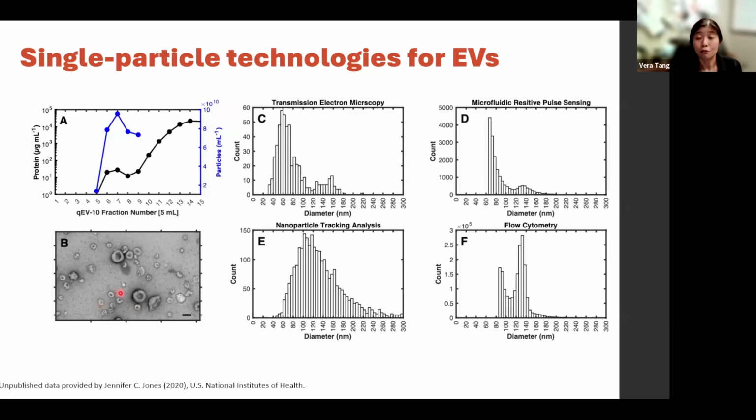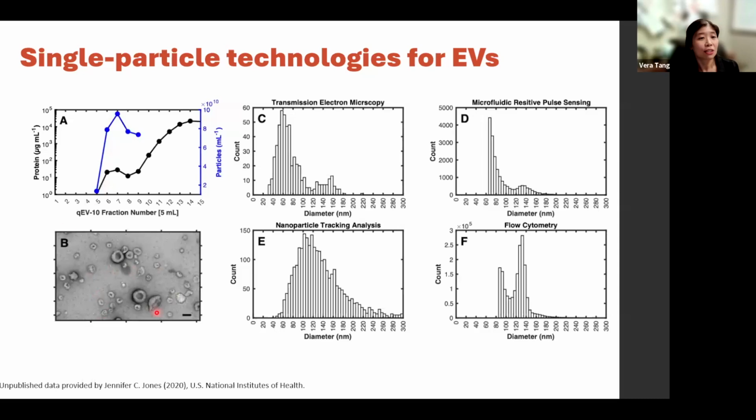B is obviously an electron microscopy image of a sample. Now, this is a sample, unpublished data from a colleague of mine, Joshua Welsh, while he was working in Dr. Jennifer Jones's lab at the NIH. Now, this is a very interesting sample. It contains two different types of particles. It has a virus-like particle and it has an EV-like particle.